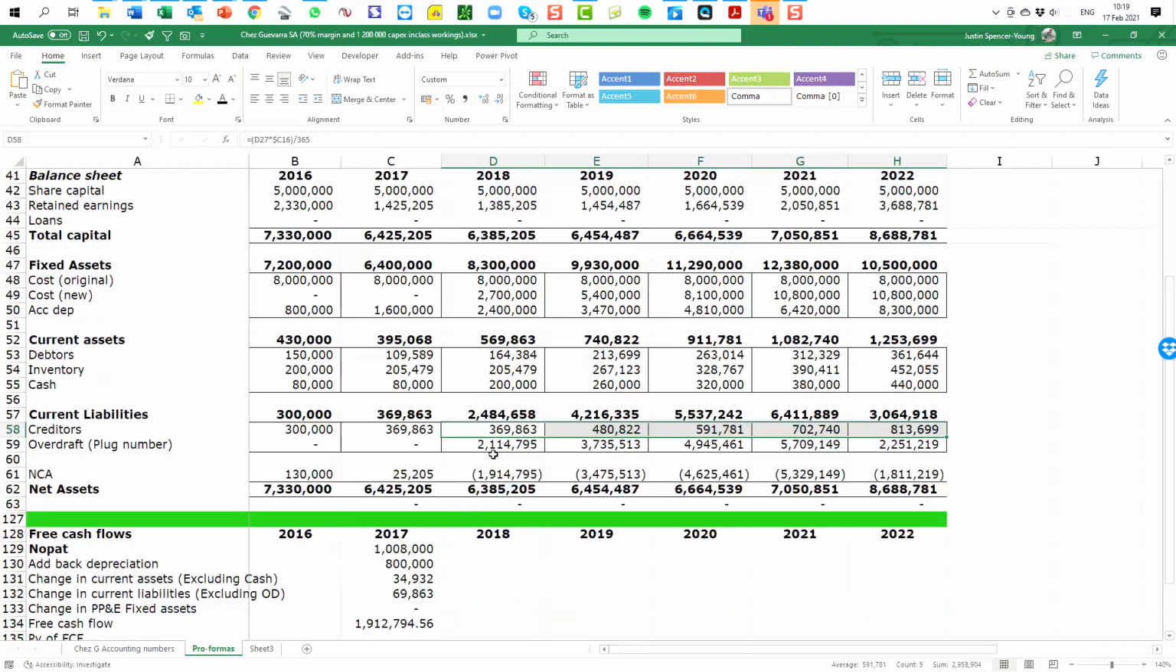The overdraft increases as we spend this money on capex, the 900,000 per cafe, and you'll notice that in 2021 we see the peak of our capex requirement there at a little under, if you want, 6 million rand required. And then notice in the following year how it drops off quite sharply.